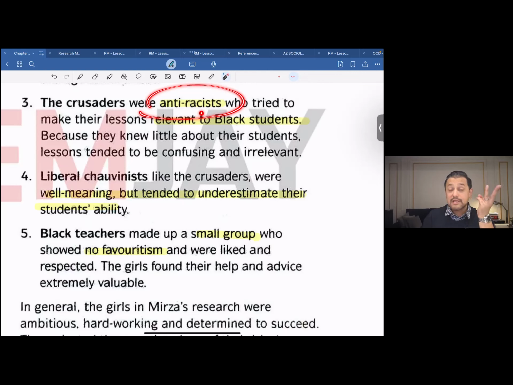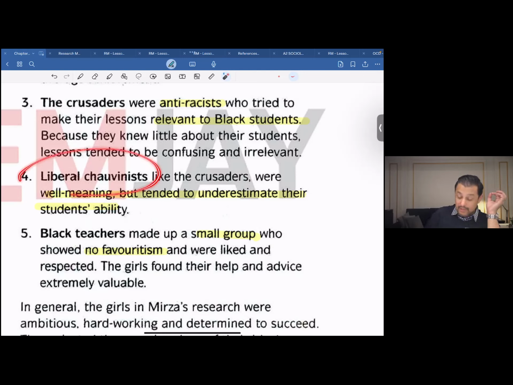But just because they were not Black themselves, the lessons ended up getting pretty confusing and irrelevant for Black Caribbean girls. So teachers that were good at heart were probably trying too, but it didn't really work out the way they wanted it to. So we've spoken about three categories out of five that were put forward by Heidi Safia Mirza through her research, where she tried categorizing or typifying teachers, putting teachers into different groups based on the relationships they held with Black Caribbean girls.